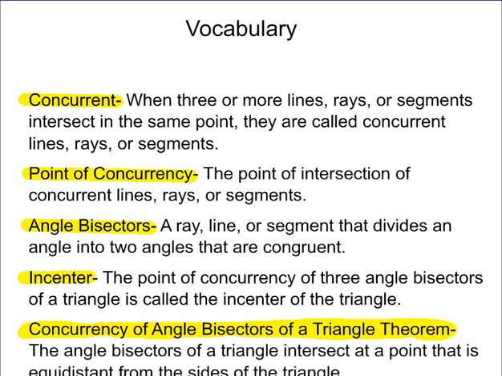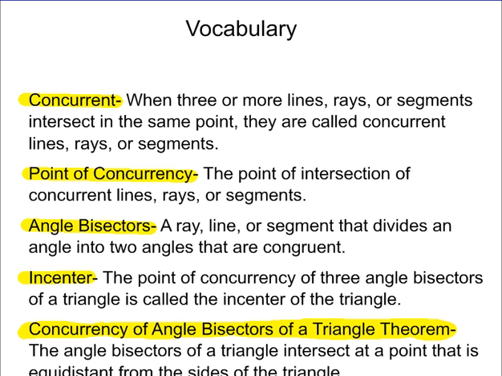Concurrent. When three or more lines, rays, or segments intersect in the same point, they are called concurrent lines, rays, or segments. Point of concurrency. The point of intersection of concurrent lines, rays, or segments. Angle bisectors. A ray, line, or segment that divides an angle into two angles that are congruent.